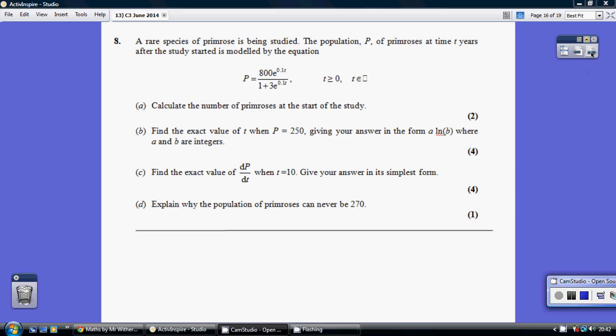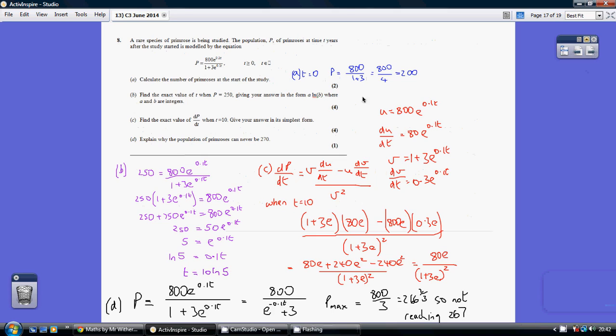Question 8. For part A, calculate the number of primroses at the start of the study. Well, that's when t equals 0. So e to the power of 0 is 1, and similarly in the denominator e to the power of 0 is 1. So we've actually got 800 times 1 over 1 plus 3 times 1. So 800 over 1 plus 3, 800 over 4, which is 200.